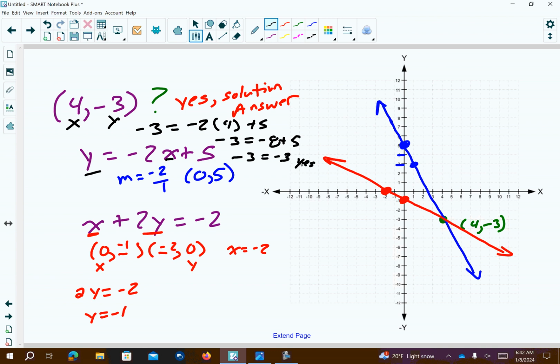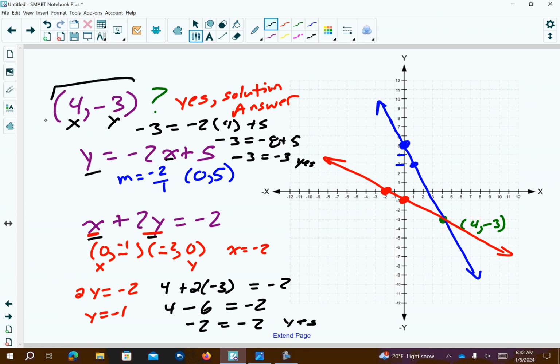That works. And we've already verified this works with our graph, though I know you don't have a graph on there. Again, let's plug it in here and here and see what happens. My x value is 4, plus 2 times negative 3. Is that equal to negative 2? So 2 times negative 3 is negative 6, and 4 minus 6 is negative 2. So is negative 2 equal to negative 2? That's also yes. So if we are given a point, we plug it in, and we can verify that we have a solution.